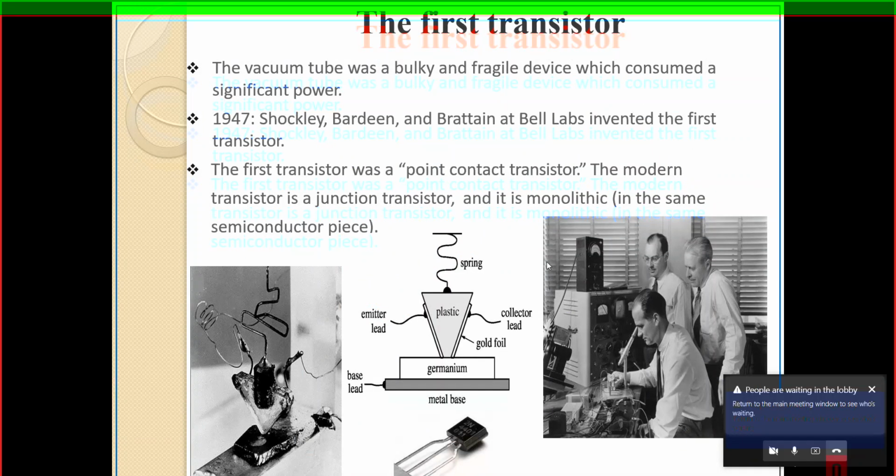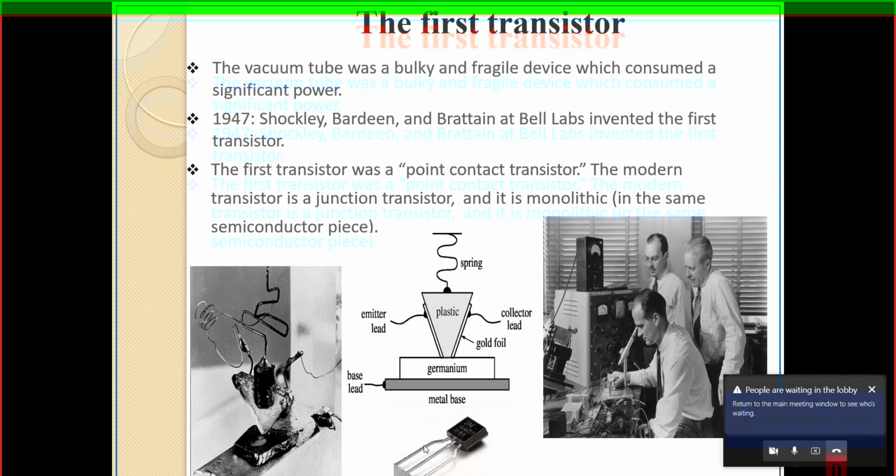This transistor was implemented in Bell Labs in the year 1947. The first transistor is a point contact transistor. Point contact is one spring, and there is a plastic coating in between. The plastic coating is on the outer side, and on the inner side you can use the emitter lead or the collector lead.